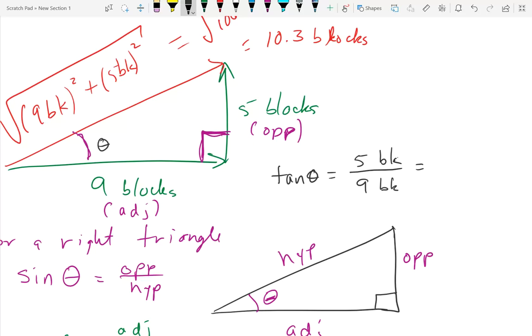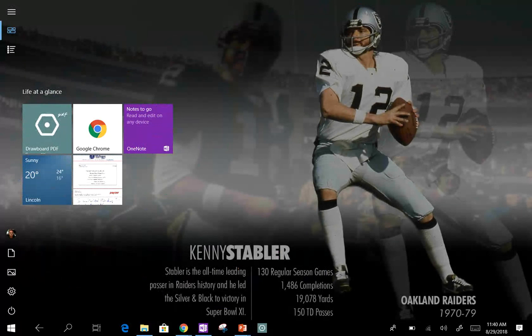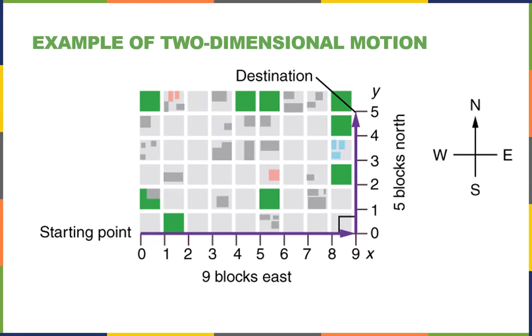So has anybody calculated what that angle is? How many? 29 degrees. Okay, so 29 degrees. So now I can say the displacement, which is a vector, is 10 blocks at an angle of 29 degrees. And I have to go back to the picture to remember what directions I had specified on that picture. So that was north. So at 29 degrees north of east.